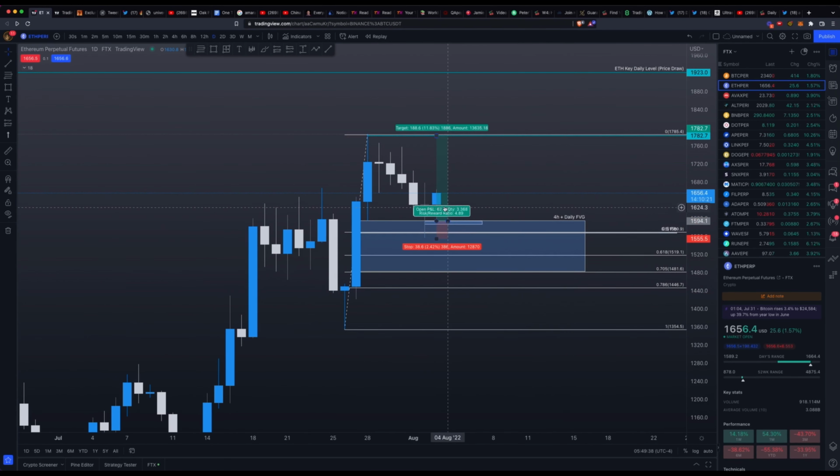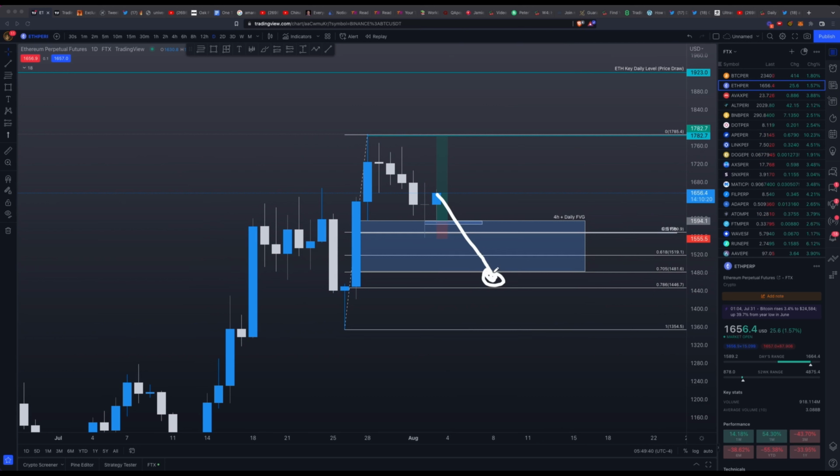And my bias is going to be still looking for longs. In fact, if it retraces all the way back here, I'm going to be really, really happy, because then you can take a long here, you can build a long there, and target like $300 to $500 worth of Ethereum in terms of gains.